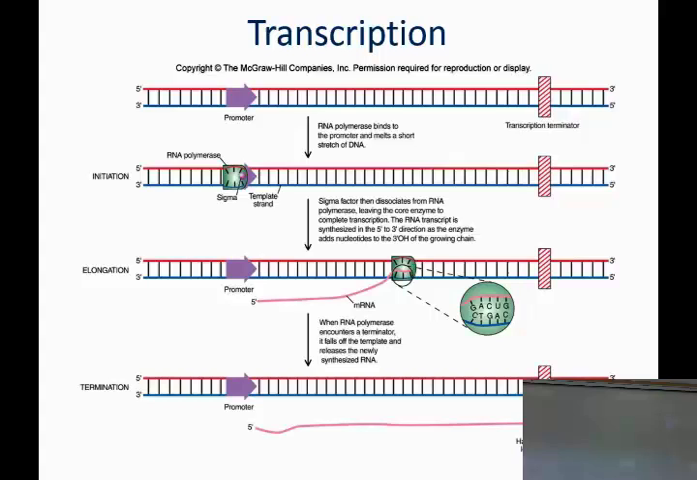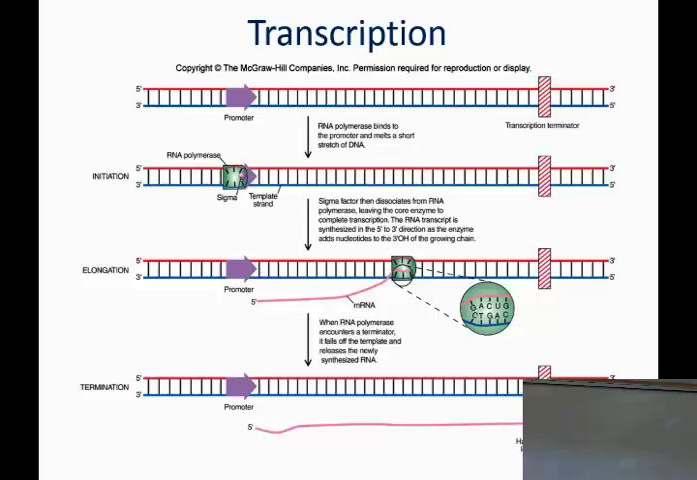And the way that we diagram this, just like we diagram replication, is that we always have the 5' to 3' strand on the top as the coding strand. And so what is actually happening is that the RNA polymerase is reading the bottom strand and adding in nucleotides that are complementary to the bottom strand so that the RNA looks like the top strand. Does everybody follow that?